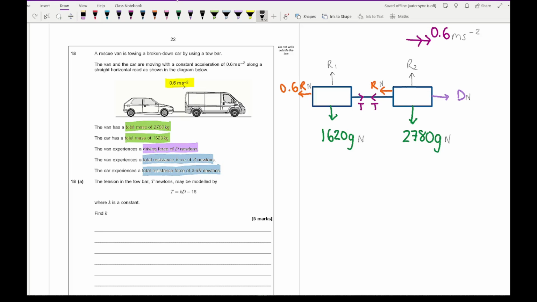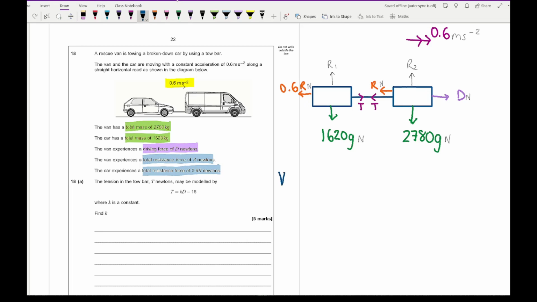So in this question we have a lot of variables with R, and we've got T for tension, we've got D for this driving force, and so we're going to end up using some simultaneous equations to solve this question. It's worth 5 marks, so there's quite a lot that needs to be done. So what we want to think about is taking the van and its forces individually, the car and its forces individually, and you can think about the whole system as well. So there's 3 equations that we can begin with.